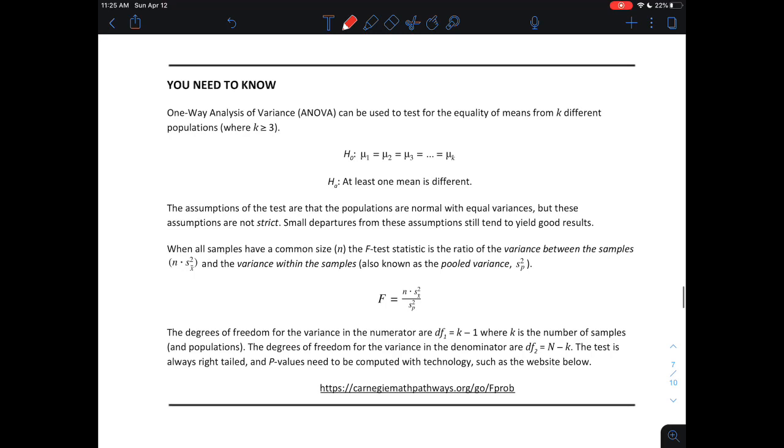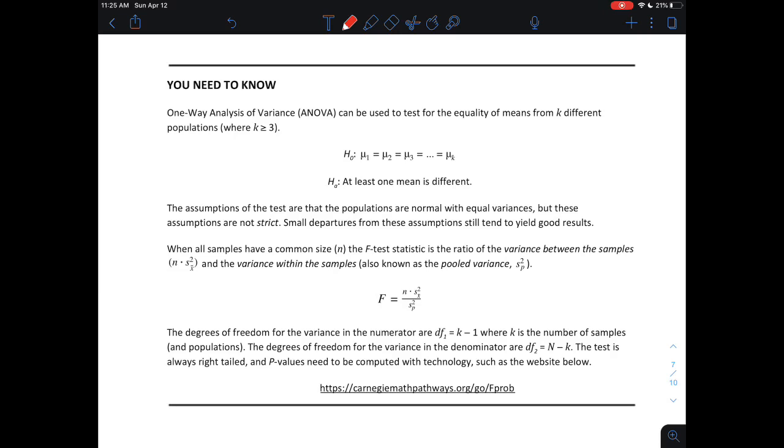So then finally, summarizing everything that we just saw, you need to know one-way analysis of variance, ANOVA, can be used to test for the equality of means from k different populations where k is greater than or equal to 3. So as a reminder, our null hypothesis is that all of the population means are equal, and then the alternative is at least one population mean is different. The assumptions of the test are that the populations are normal with equal variances, but these assumptions are not strict. Small departures from these assumptions still tend to yield good results.